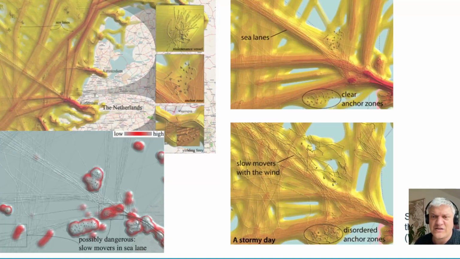A final example that I show here is on shipping traffic near the port of Rotterdam and Amsterdam.